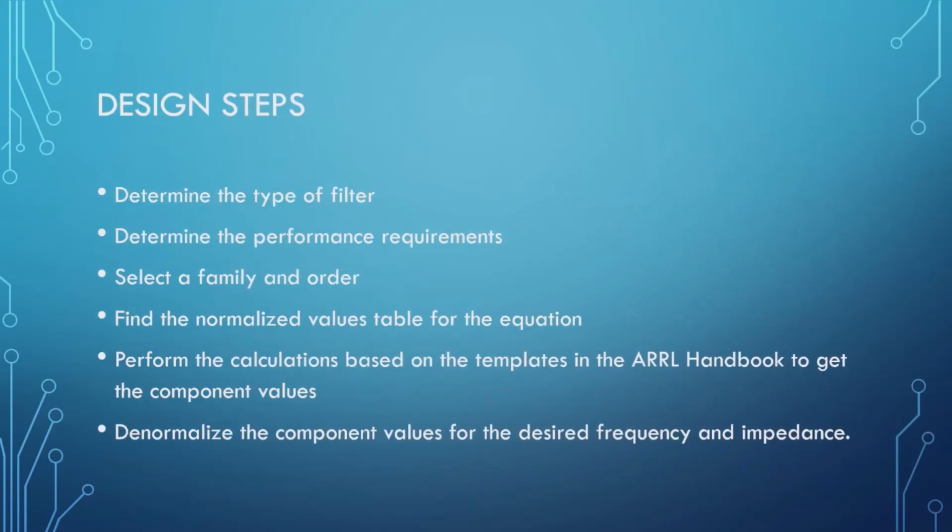We'll go through one example. The steps are: you determine the type of filter you want to make, you determine your performance requirements, and then you select a family and order, like a 5th order Butterworth. Then you find the normalized values table for that family and order, you pull out your normalized value tables, and then you perform the calculations based on the templates, and voila, you get your component values.